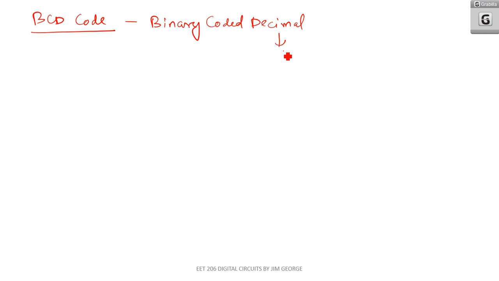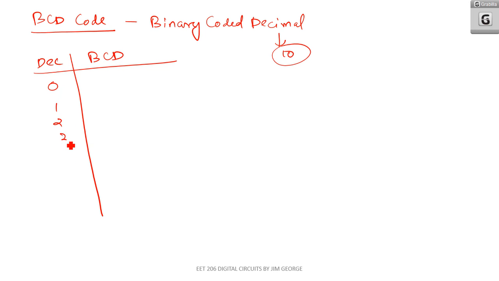See, what is basically a BCD code? BCD code means binary coded decimal. Decimal means it is having only 10 values. So we have only 10 values in decimal and BCD, that means 0, 1, 2, 3, 4, 5, 6, 7, 8 and 9. And you already know that it is basically a 4-bit code with weightings as 8, 4, 2 and 1.